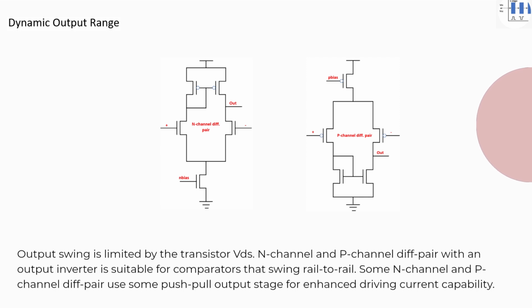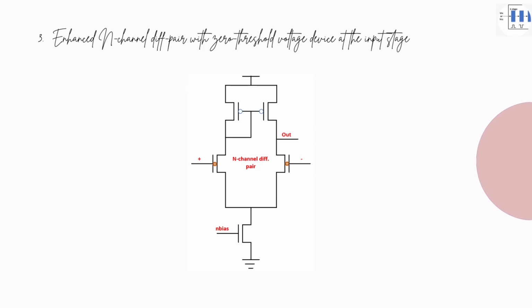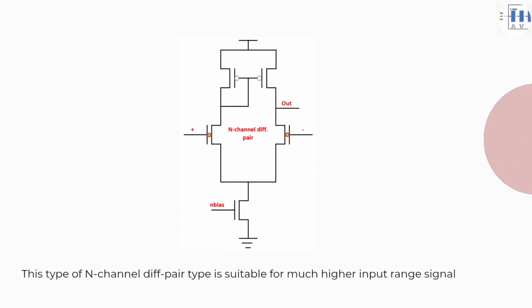N-channel and P-channel diff pair with an output inverter is suitable for comparators that swing rail to rail. Some N-channel and P-channel diff pair use some push-pull output stage for enhanced driving current capability. Three. Enhanced N-channel diff pair with zero threshold voltage device at the input stage. This type of N-channel diff pair is suitable for much higher input range signal.